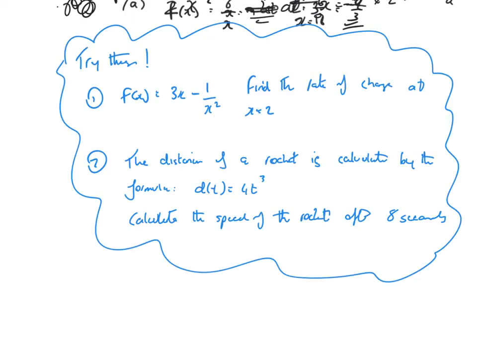Okay, now you're going to have a go at these ones. So f of x equals 3x minus 1 over x squared, find the rate of change at x equals 2. Second one's got a real life context. The distance of a rocket is calculated by the formula distance equals 4t cubed. Calculate the speed of the rocket after 8 seconds. Remember that the speed is a rate of change of the distance, and which rate of change that's telling you to differentiate. So your two things is, first of all, with this one, preparing to differentiate, sub it in, and with this one, differentiate and sub in.